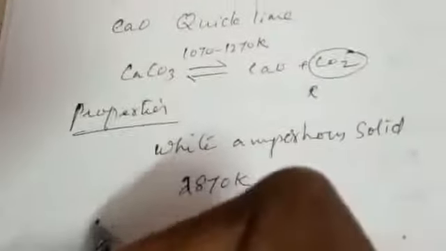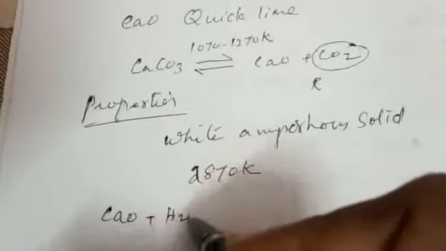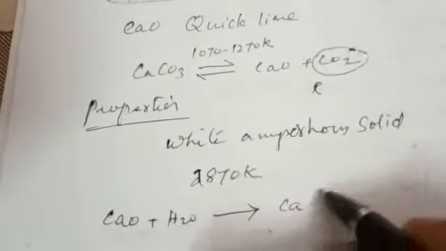Next, properties. Calcium oxide is a white amorphous solid. Melting point 2870 Kelvin. Calcium oxide reacts with water to give calcium hydroxide.